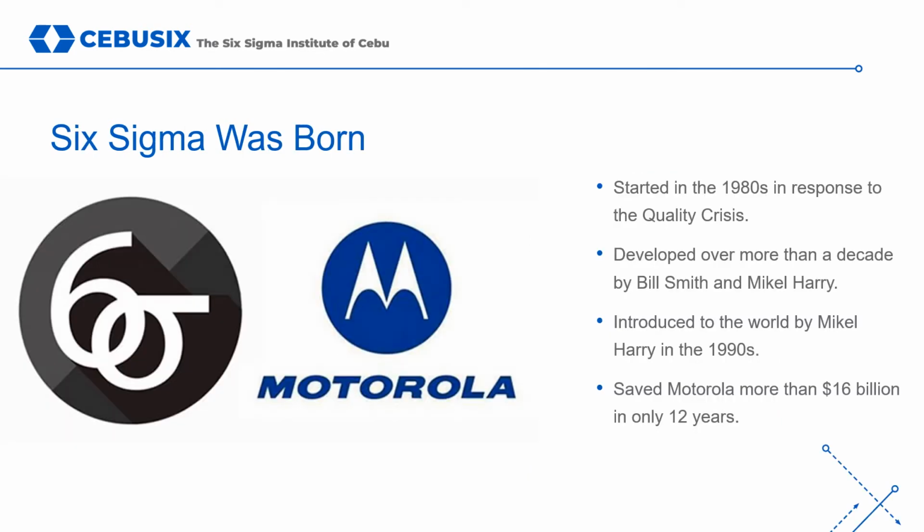Six Sigma was born in the mid-1980s at Motorola in response to the quality crisis. Bill Smith and Mikel Harry spent more than a decade developing and refining it, during which its use of the concept of continuous improvement ultimately led to the company saving more than $16 billion in the first 12 years. After its success within Motorola, Bob Galvin wanted to share Six Sigma with the world, and Mikel Harry did this by creating the first Six Sigma Book of Knowledge and opening the first training institute outside of Motorola.